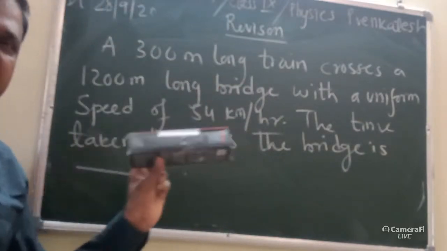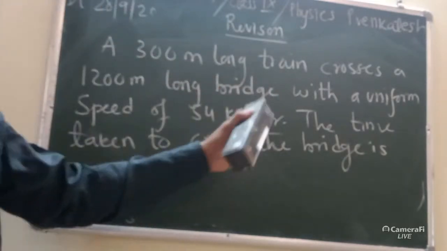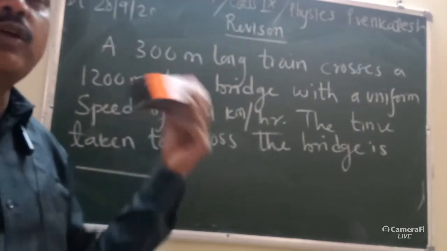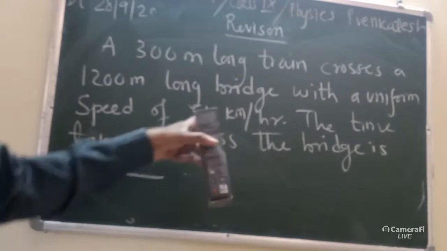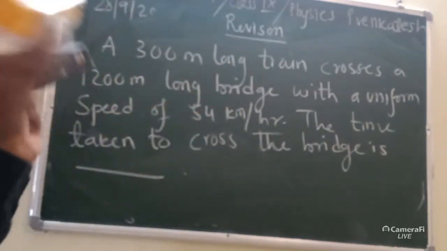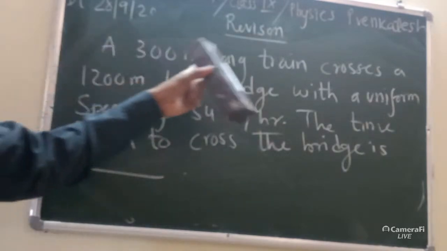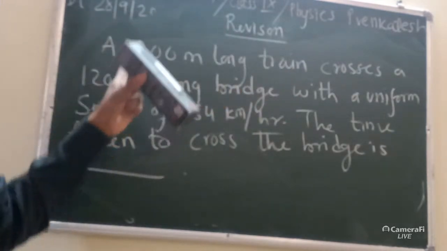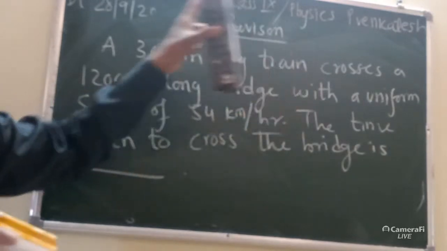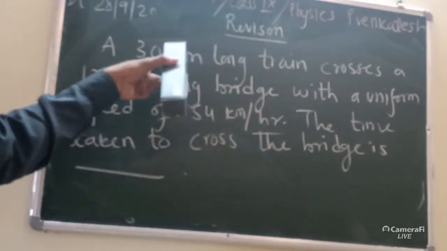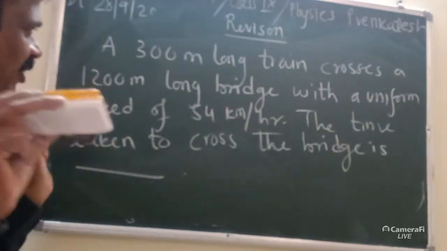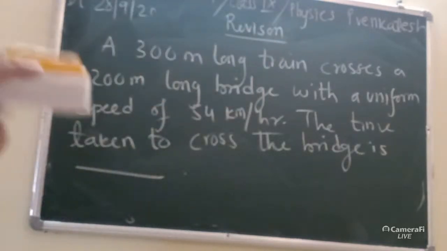Time equals distance by speed. Speed is given in kilometers per hour. First, you convert kilometer per hour into meter per second. Very easy. Multiply by 1000 upon 60 into 60, and you will get meter per second. Because the length is given in meters, and a 300 kilometer long train can't be, so this will be in meters only.